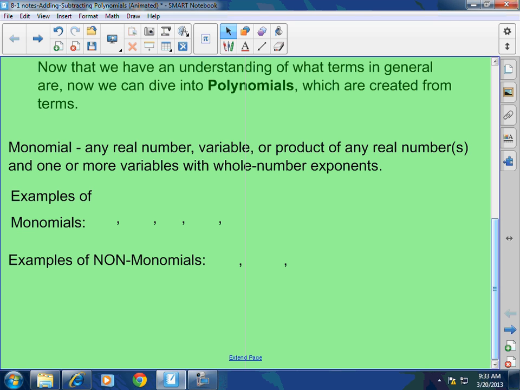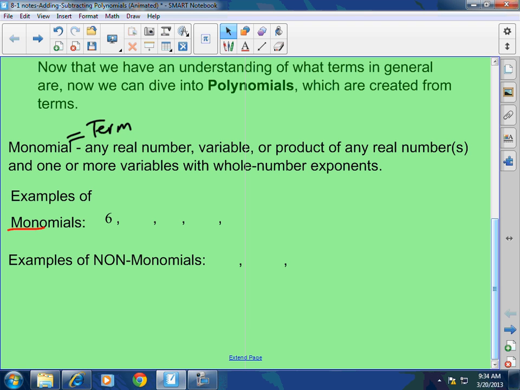Monomial. Mono, one. So a monomial is going to be any real number, variable, or product of any real number and one or more variables with whole number exponents. Basically, a monomial equals a term. Did you catch that? A term is a monomial. That's an example of a monomial. That's a term. Okay?